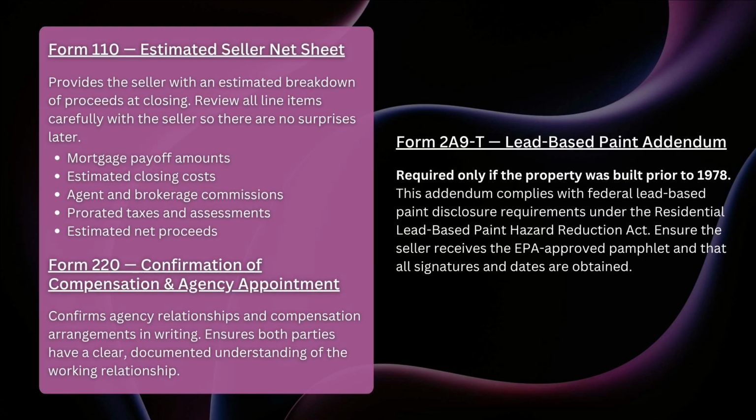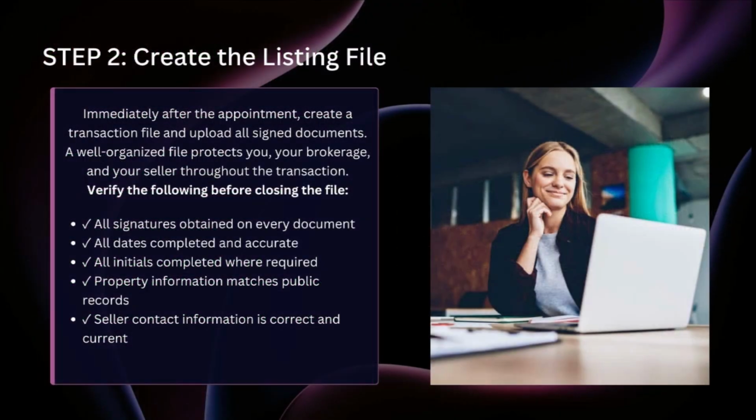As always, make sure all required forms are completed accurately and reviewed with your seller to ensure a smooth and compliant listing process. Step 2. Create the listing file. Immediately after the appointment, create a transaction file and upload all signed documents. Before moving forward, take the time to verify that everything is complete and accurate.